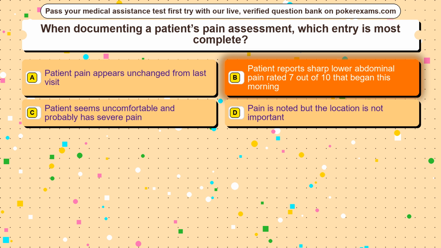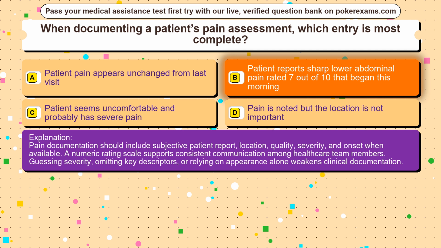morning. Pain documentation should include subjective patient report, location, quality, severity, and onset when available. A numeric rating scale supports consistent communication among healthcare team members. Guessing severity, omitting key descriptors, or relying on appearance alone weakens clinical documentation.